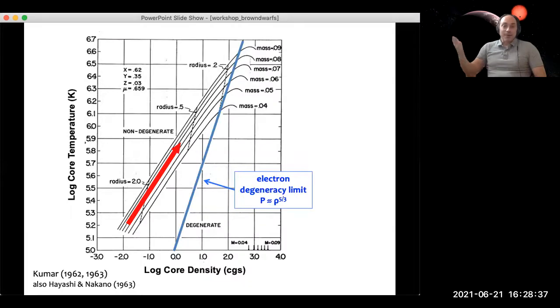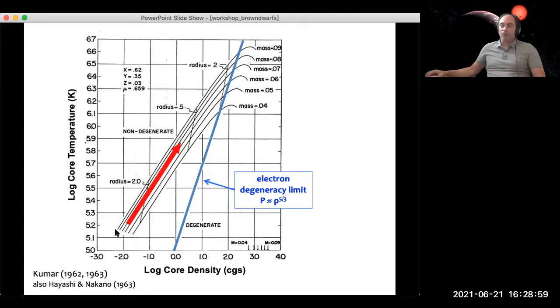So this is how it was discovered back in the 1960s. This is a figure from Shivkumar, 1963, and this is showing models for the interiors of low mass stars. And what you're looking at is different models of different masses, and this is in solar masses, so it's going from about 0.04 or 4% of the solar mass to about 9% of the solar mass.